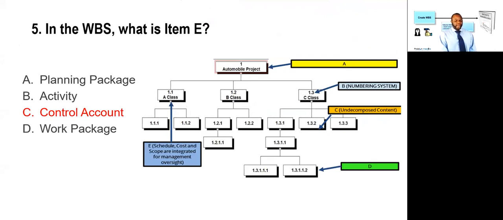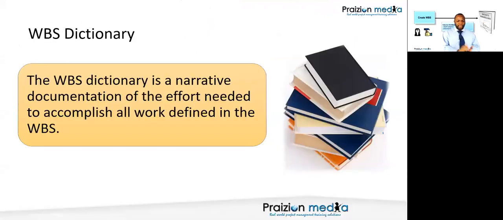All right, let's try to land this ship. You guys have done really well. I need to get you out into a break so that we can be efficient in our next round. So the WBS dictionary, we've talked about this at a high level, but it's a narrative document of the effort needed to accomplish all the work defined in the WBS.